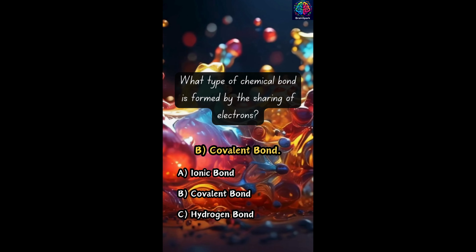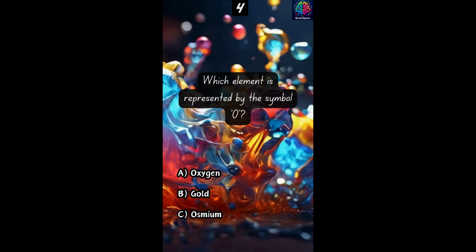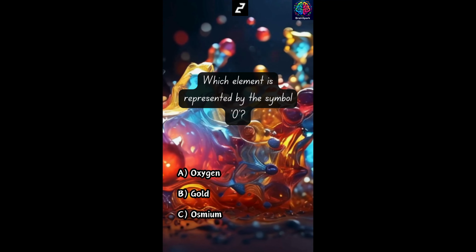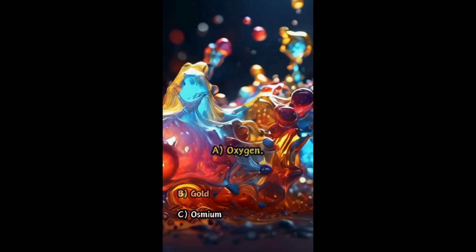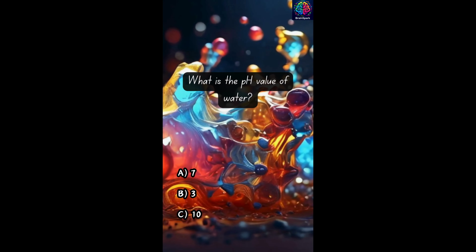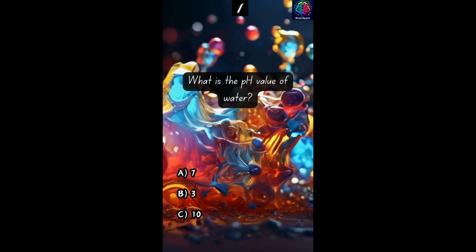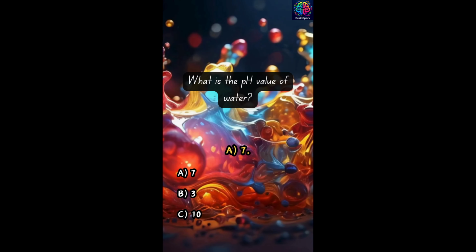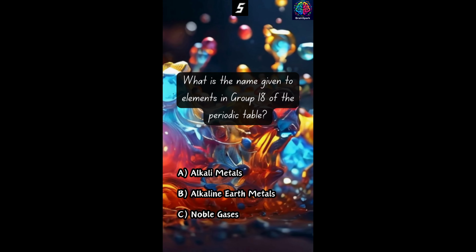B. Covalent bond. Which element is represented by the symbol O? A. Oxygen. What is the pH value of water? A. 7. What is the name given to elements in group 18 of the periodic table?